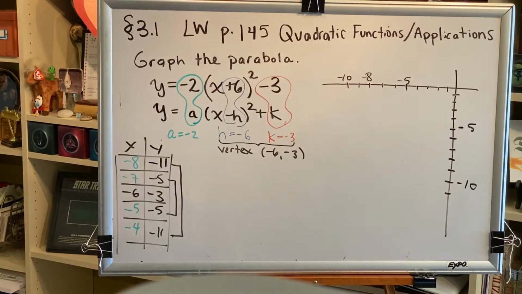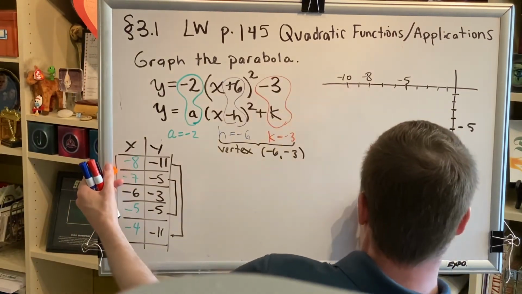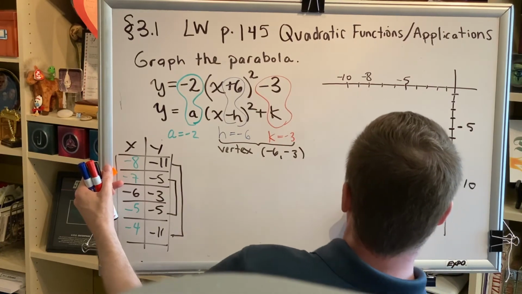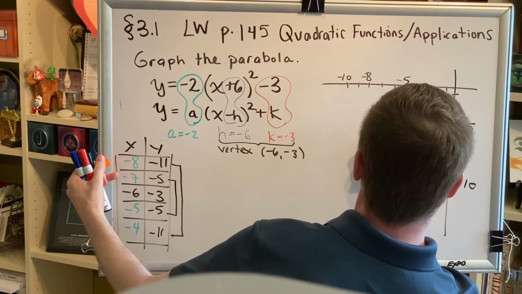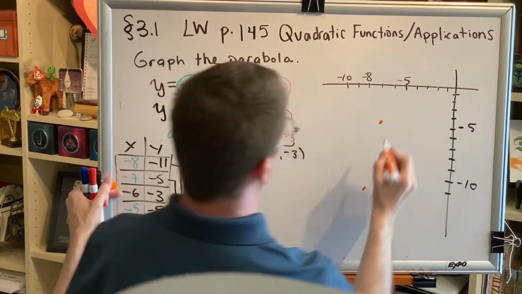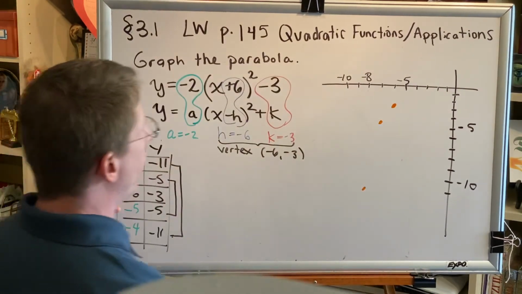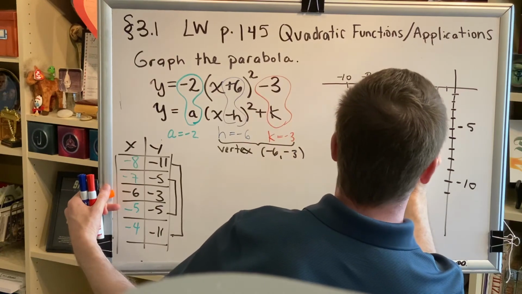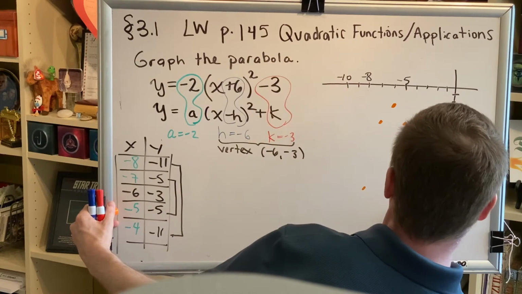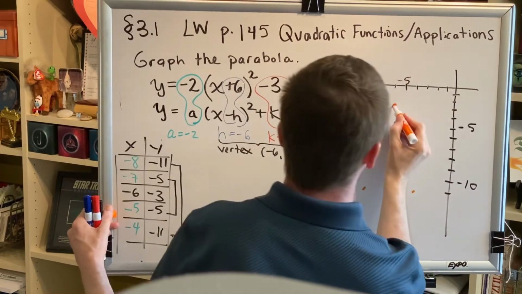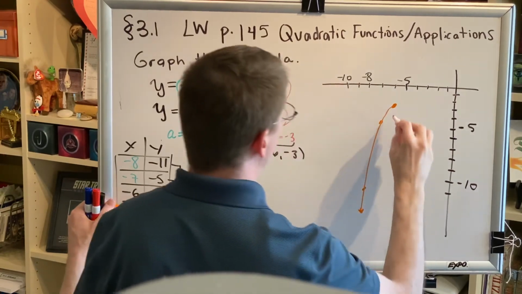Okay, let's plot our points. Negative 8, negative 11 would be about here. Negative 7, negative 5 would be about here. Negative 6, negative 3 would be about here. That's our vertex. Negative 5, negative 5. Negative 4, negative 11. And we knew that this was going to be U-shaped and it opens down, meaning it's upside down.